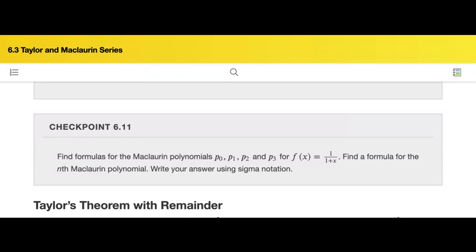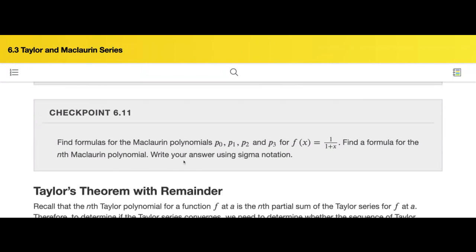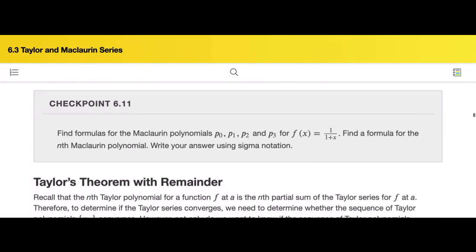Okay, now let's see this checkpoint. Find formulas for the Maclaurin polynomial up to third order for 1 over 1 plus x, and find a formula for the nth Maclaurin polynomial. All right, let's all try this. We calculate its derivative up to third order.